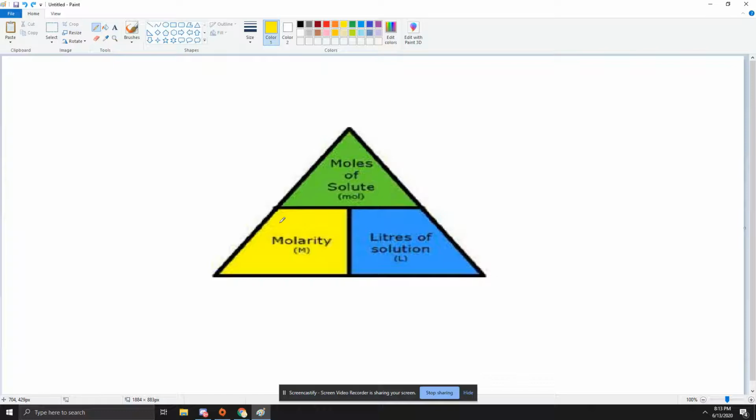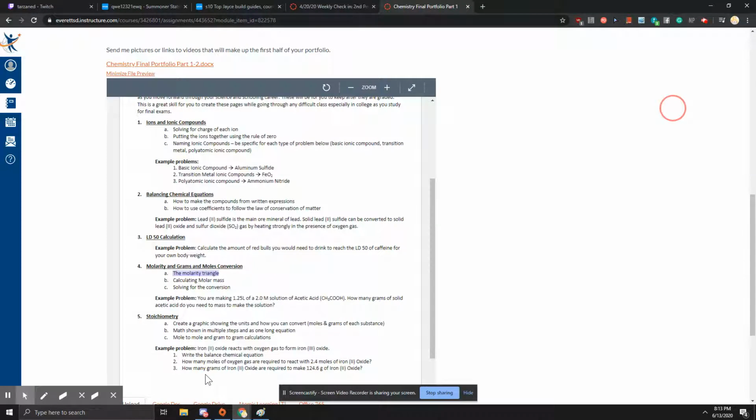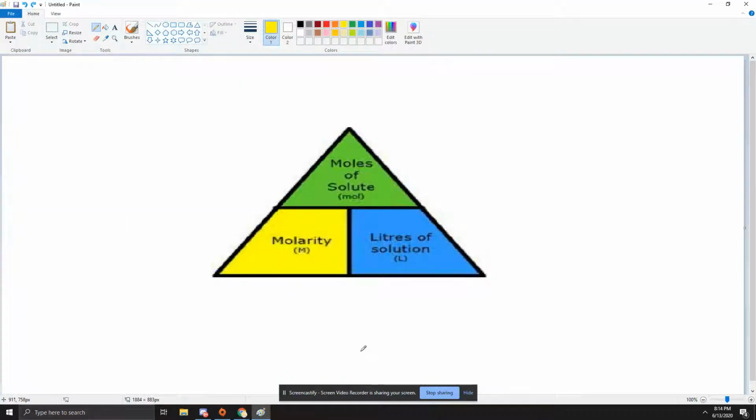Okay, so today we're gonna figure out molarity, mole, and gram conversion. Okay. So what we have today is the molarity triangle. So what exactly is the molarity triangle? I think of the molarity triangle as an easier way to remember how to convert these units.